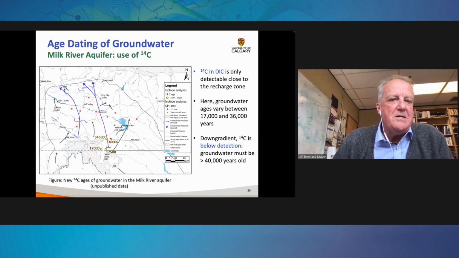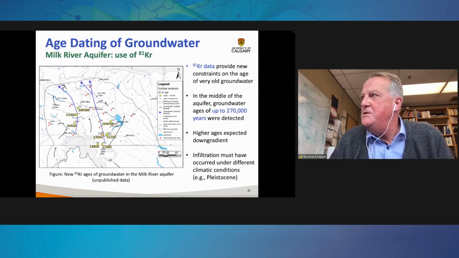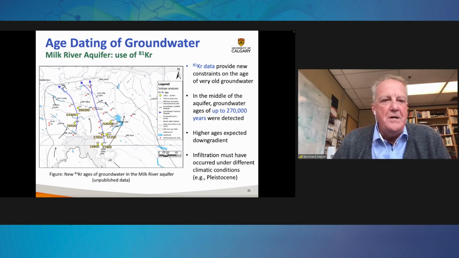We also analyzed carbon-14 for all the other red stars locations, but in all of these cases, carbon-14 was below the detection limit, and that indicates that the groundwater must be older than 40,000 years. In that case, we need to move to a different tracer, another tracer, Krypton 81, which provides new constraints on the age of very old groundwater.